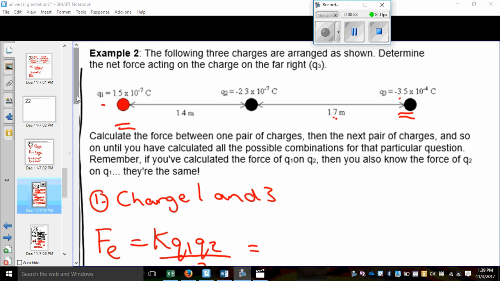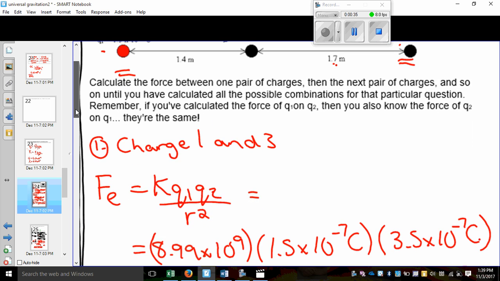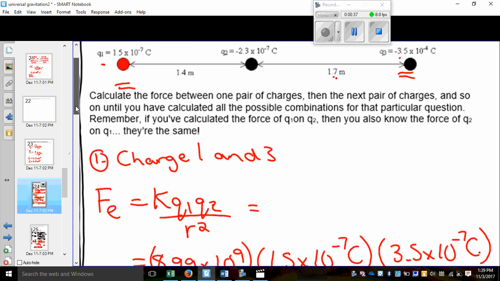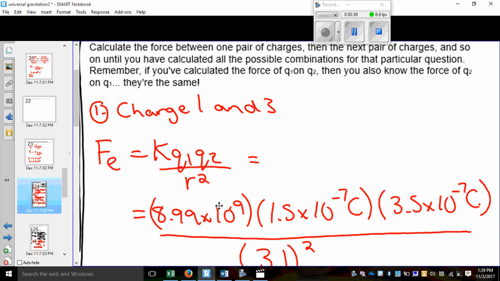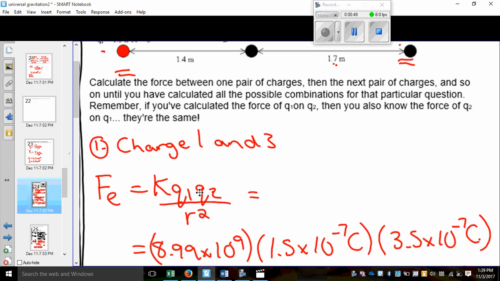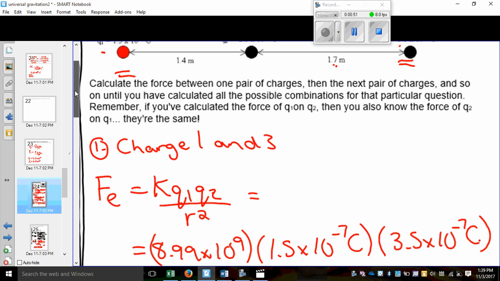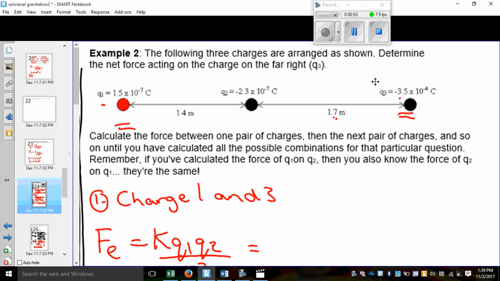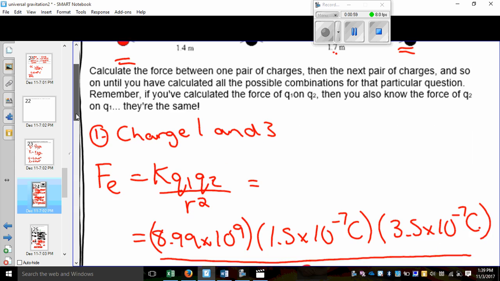So the electrical force equals K Q1 Q2 over R squared. So we're going to take our K value, which is a constant. We're going to multiply it by the charge of particle 1, 1.5 times 10 to the negative 7. And then we're going to take the charge on the second particle, which is this one right here, because we're doing 1 and 3. So negative 3.5 times 10 to the negative 4 coulombs.